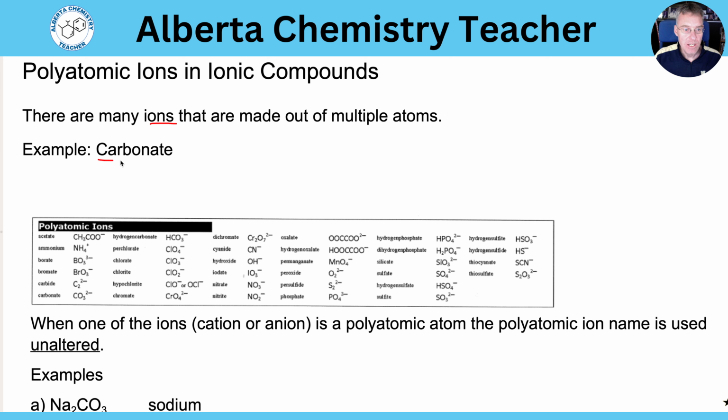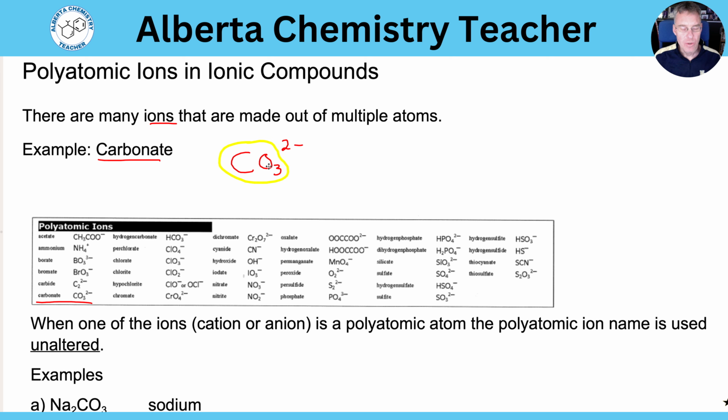So let's take a look at carbonate. Your Science 10 data sheet should have most of the common polyatomic ions. So carbonate has 1 carbon and 3 O's. And this whole thing is 2 minus. Now you might think, okay, the 2 minus applies to the oxygen, but that's not correct. It is this whole entity that is 2 minus.